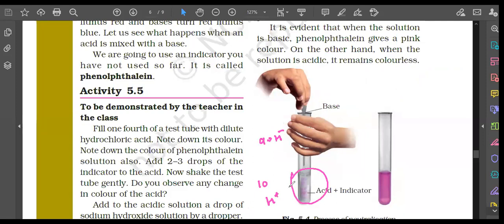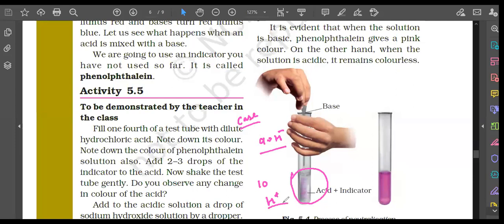See, color will be same. Color will change after a point. That's what I'm trying to explain, right? Case one, you're just adding OH minus drop by drop. We have a case where we have 9 OH minus and 10 H plus. Tell me, the solution will be acidic or basic?